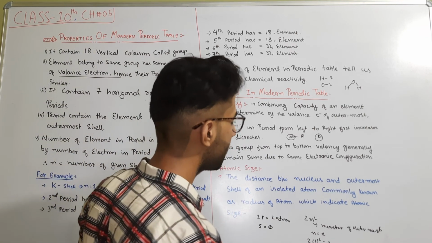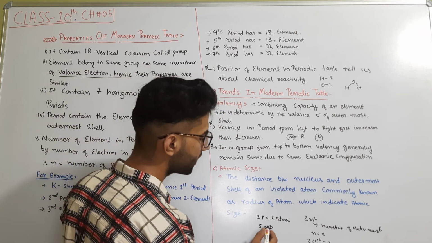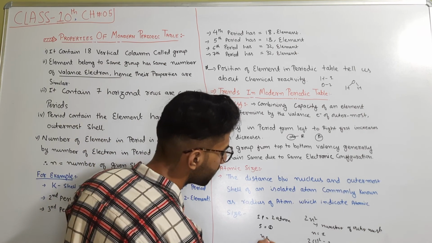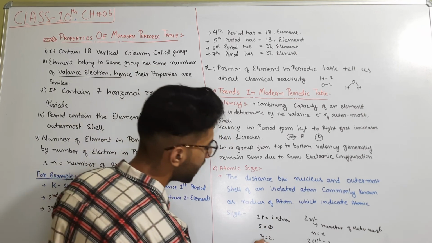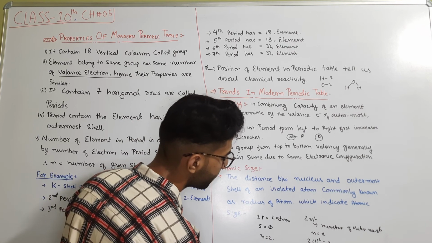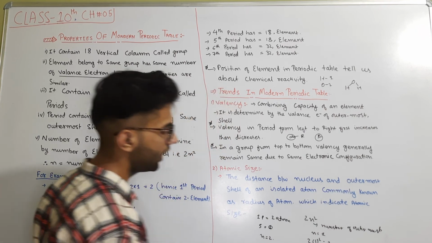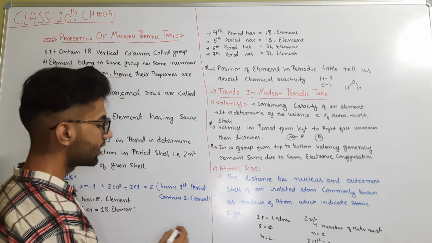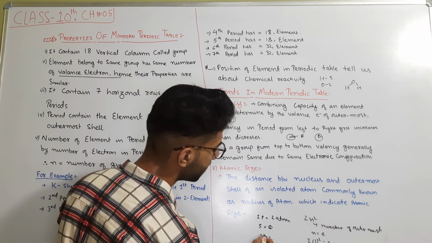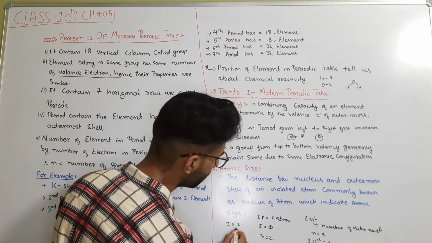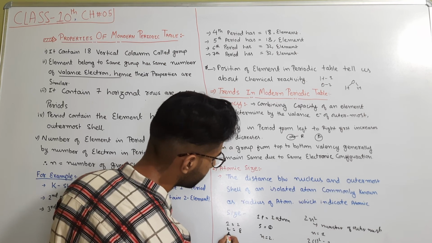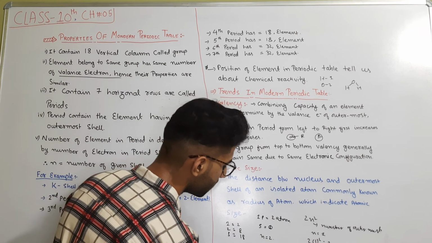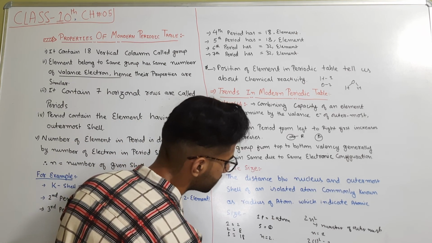In a similar way, in the second period there are 2 shells, and the outermost shell is the second shell. Hence the value of n is 2 in the second period. So the answer is 2 into 2 whole square, and when we solve it, the answer comes to 8. In the third period, the number of elements present in the first period is 2, the second is 8 and the third is 18. How does the 18 come? 2 into 3 whole square. The answer is 18.